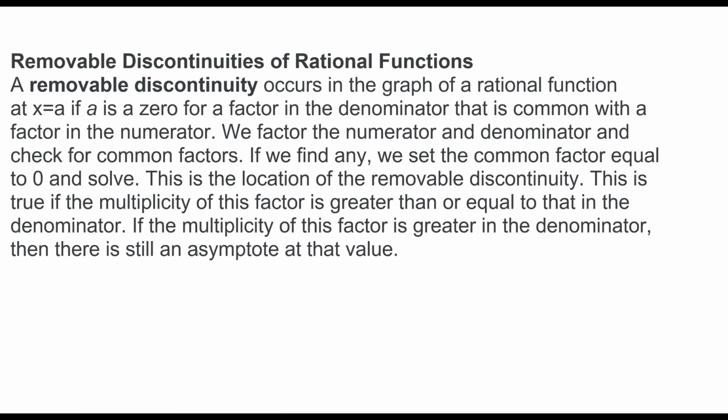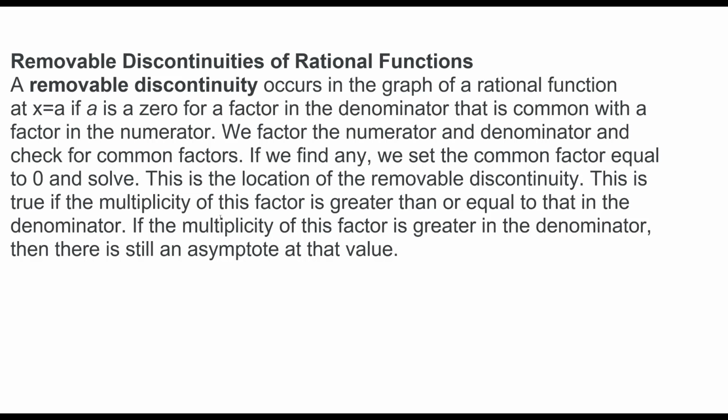So, a removable discontinuity of the rational function. A removable discontinuity occurs in the graph of a rational function at x equals a if a is a 0 for a factor in the denominator that is common with a factor in the numerator. We factor the numerator and denominator and check for common factors. If we find any, we set the common factor equal to 0 and solve. This is the location of the removable discontinuity.